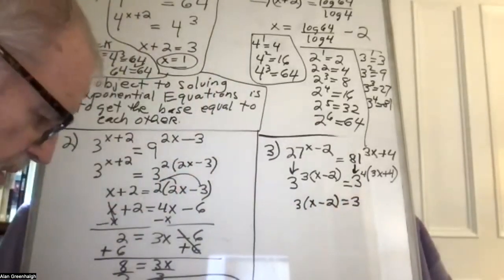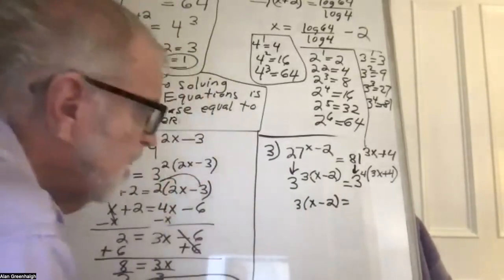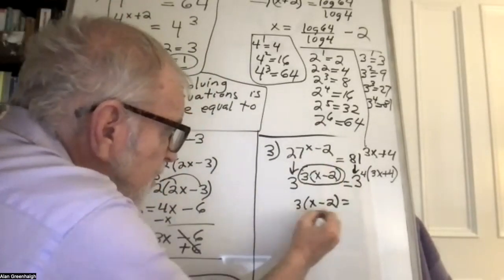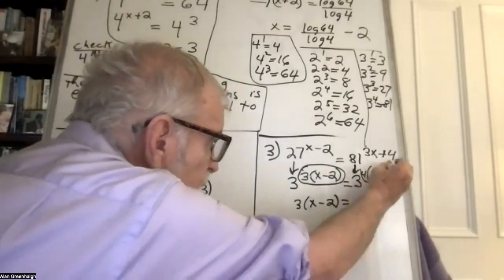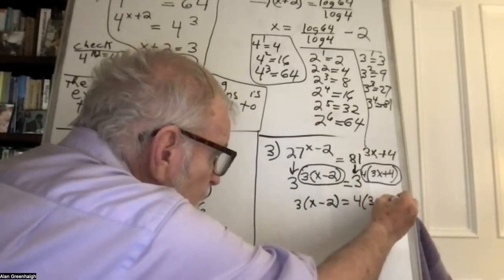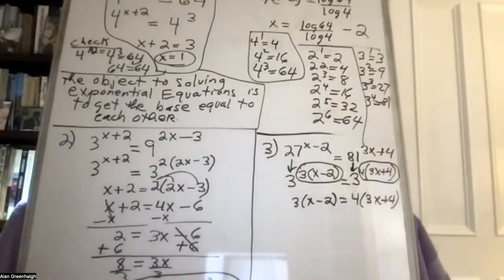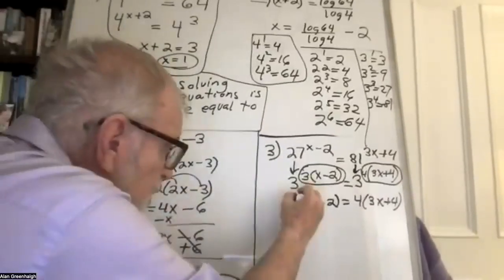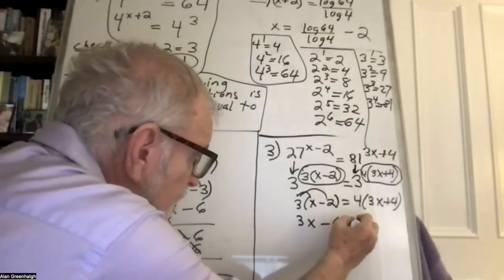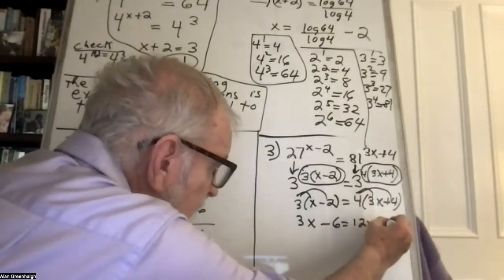Oh, excuse me. You don't want that 3 anymore. You're dropping the bases. So this is what we're looking at now. This part of it is equal to this part of it, 4 times 3x plus 4. And from there, of course, you would go to 3x minus 6 equals 12x plus 16.